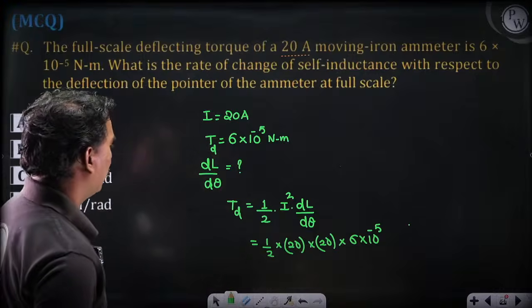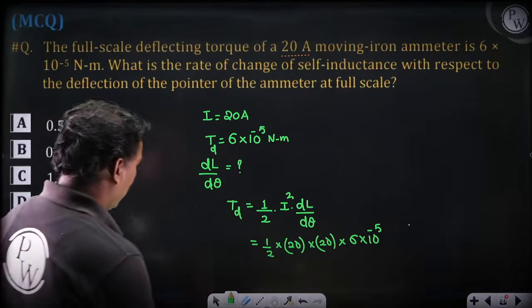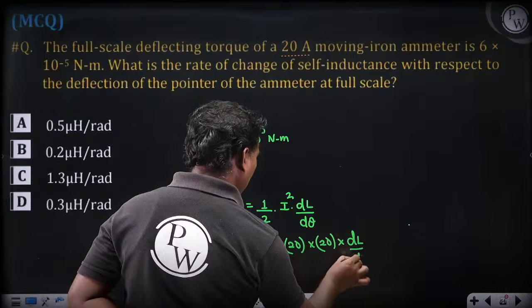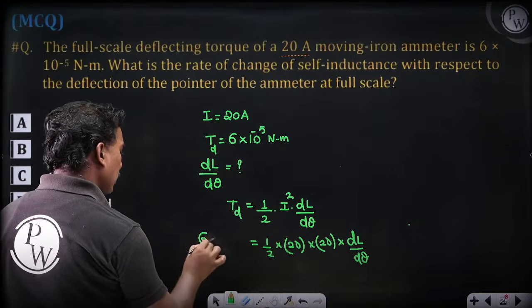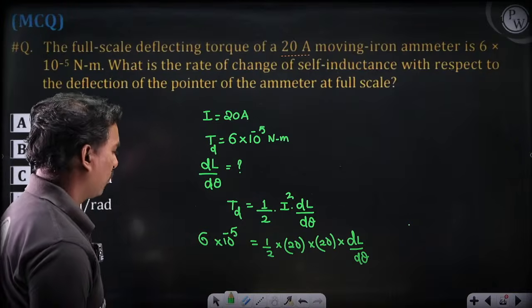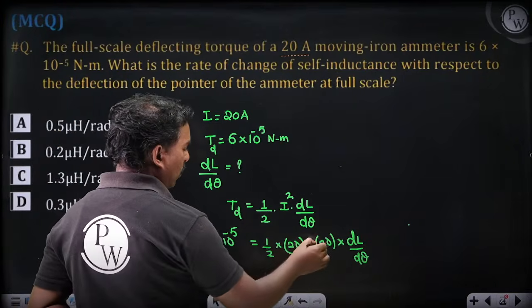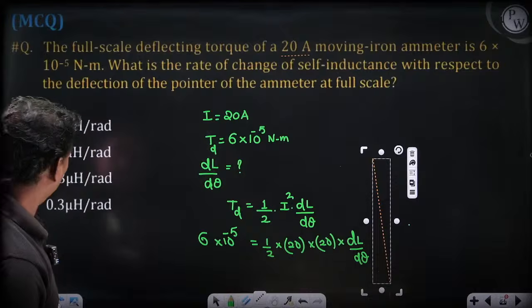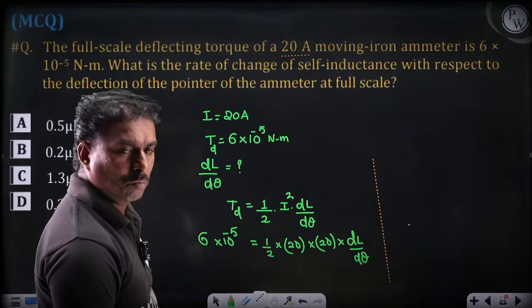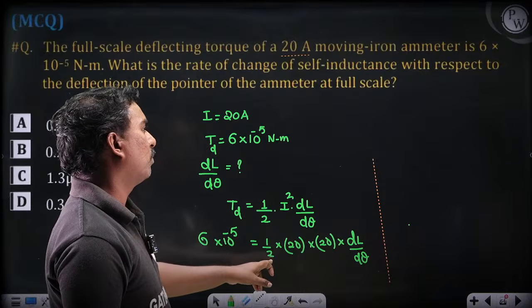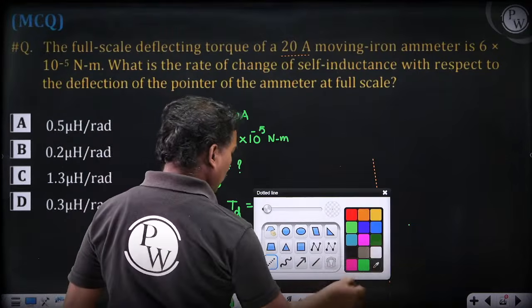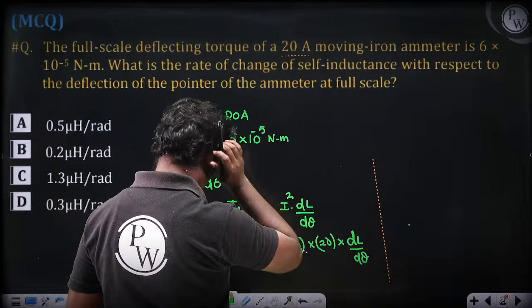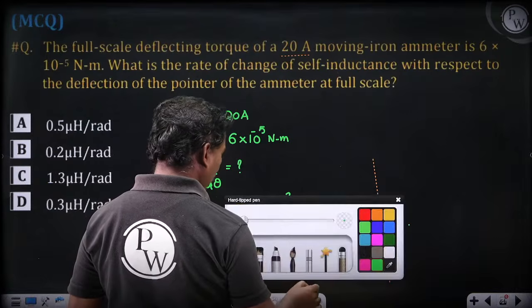Sorry, dL by d theta is being asked, right? So dL by d theta we have to find, and Td is given as 6 into 10 power minus 5. So what is the answer now? Please simplify and tell me what the answer is. How much is coming? 400 by 2. Okay, so this is 2, 10.